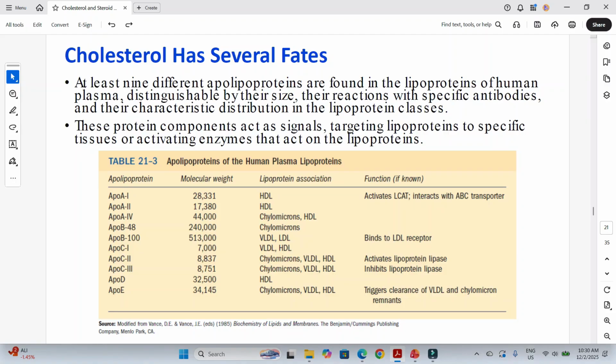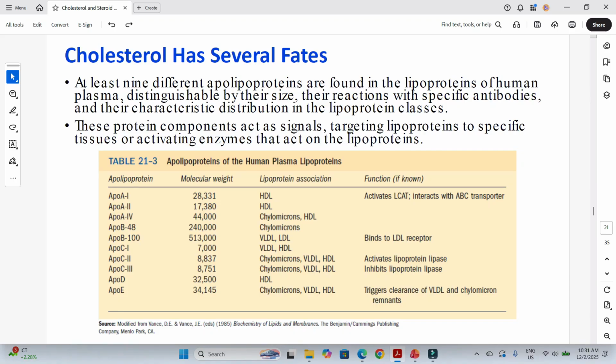Okay, so at least 9 different apolipoproteins are found in the lipoproteins of human plasma. They are distinguishable by their size, their reactions with specific antibodies, and of course their characteristic distribution in the lipoprotein classes. As you can see here, tabulated in this table, the different apolipoproteins, their molecular weights, and their lipoprotein association, are they found in HDL, chylomicrons, and of course their function, if it is known. For example, ApoA1 activates LCAT, interacts with ABC transporter. We're going to learn exactly what LCAT is in a moment.